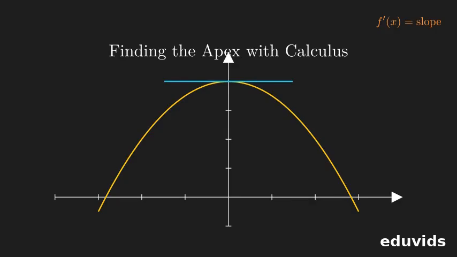slope is zero. We set the first derivative equal to 0 to find the locations where the slope is horizontal. These are our potential apex candidates. The second derivative then confirms if the point is a maximum apex or a minimum trough by measuring the concavity. If the second derivative is negative at that point, the curve is concave down, confirming a maximum apex.